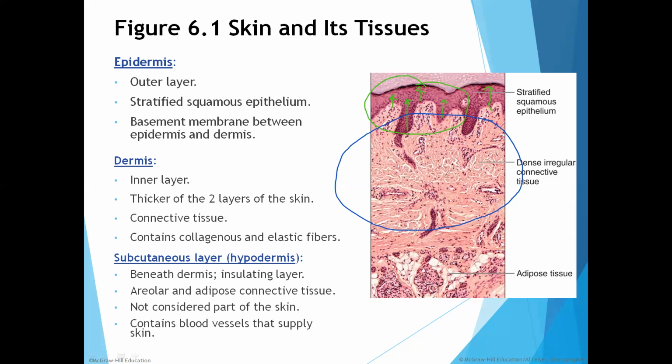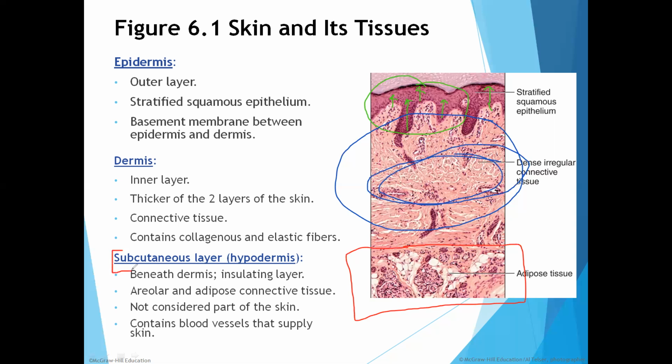And the deeper we go, we're going to find this dense, irregular connective tissue that has a mixture of collagen and elastic fibers to allow for the skin to move in different directions, but also keep some strength there. And then finally, we actually truly have a third layer, but we don't incorporate this when we talk about skin. This is called the hypodermis layer, or sometimes you're going to hear subcutaneous layer.